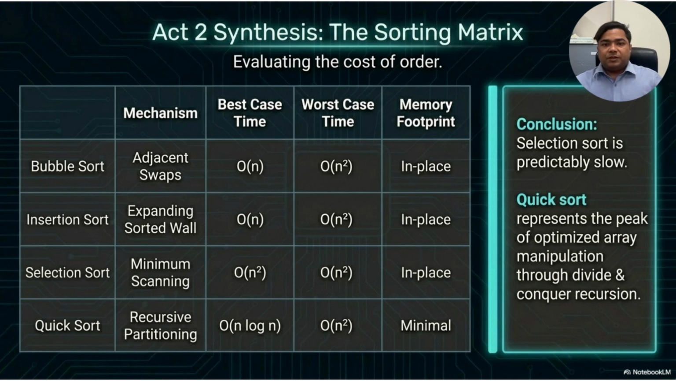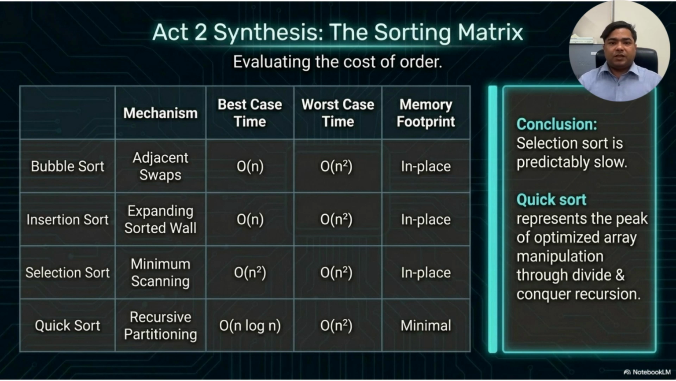Selection sort uses minimum scanning. Its best case and worst case times are both O(n²). It is predictably slow because it scans the remaining list every time. Quicksort uses recursive partitioning. Its best case time is O(n log n) and its worst case time is O(n²). It uses minimal memory and is generally very efficient.